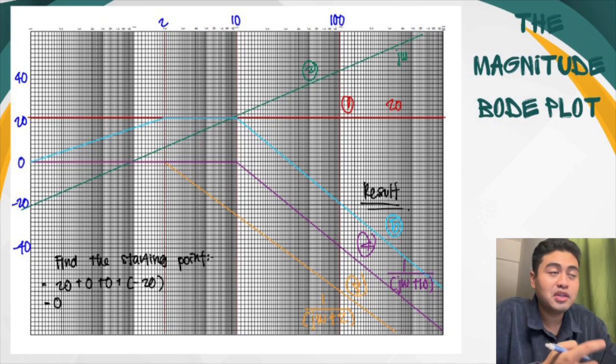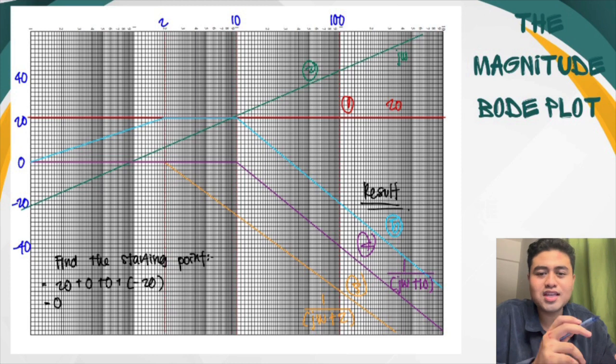But in the region between 2 and 10, the graph is just consistent. Why? Because between region 2 and 10, there are two graphs, the upward and the downward. The upward is the jω, and the downward is the third graph, which is 1 over 1 plus jω over 2. You must remember that the graph that goes up is 20, and the graph that goes down is negative 20. So 20 plus minus 20 is 0. That's why the region between 2 and 10 is 0, meaning consistent. There is no change in that region.